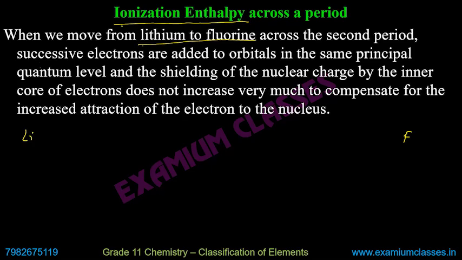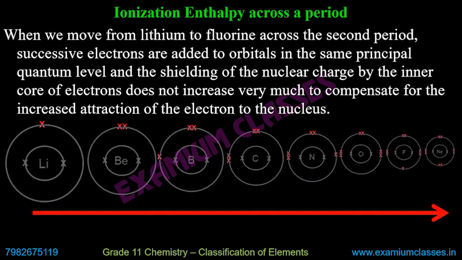What happens is successively an electron is being added here. Because atomic number is increasing by one, the number of protons is also increasing. So you have three here, 4, 5, 6, 7, 8, 9. So effectively, the size is decreasing. Why? Because the force of attraction is increasing. 3 protons means plus 3 charge, plus 4 charge, plus 5 charge, like this. Because force of attraction on the valence electron is increasing, that's why size decreases.